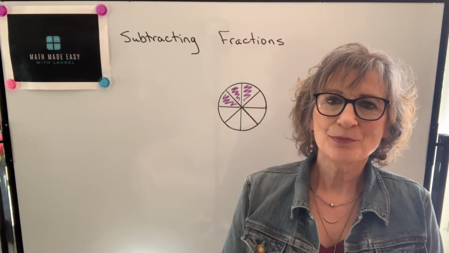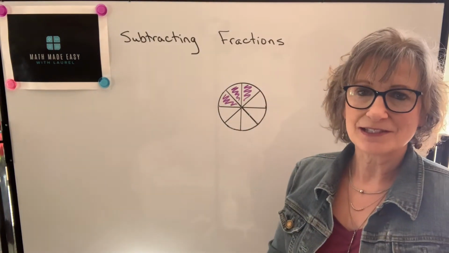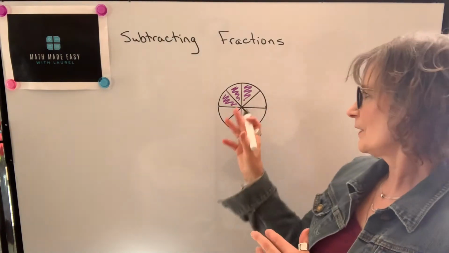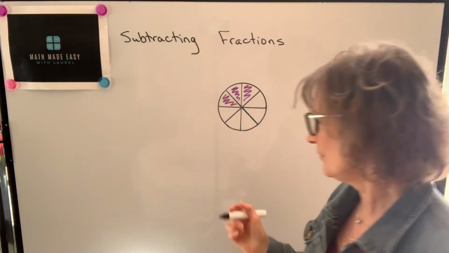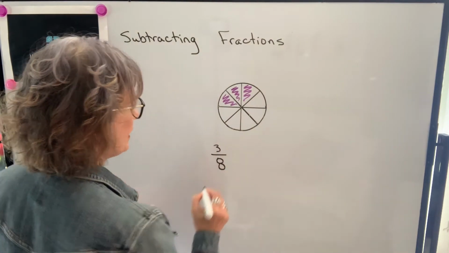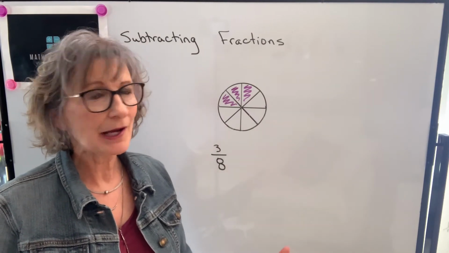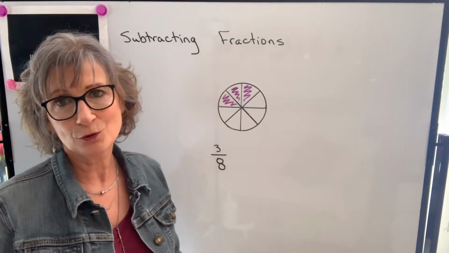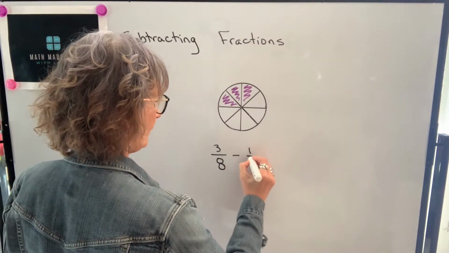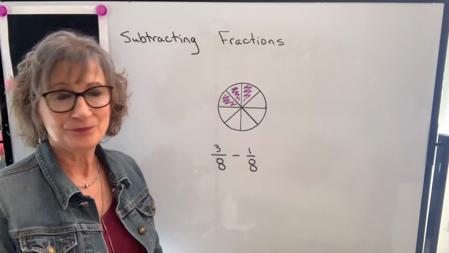So let's start off with a pie, and that pie is divided into 8 equal pieces. And let's say you took 3 of those pieces of pie and put them on a nice plate for yourself. So the fraction of the pie you've taken is 3/8. But unfortunately, your little brother came by and he stole one of those pieces of pie from you. So he stole 1/8 of the pie from your plate. So what's remaining?